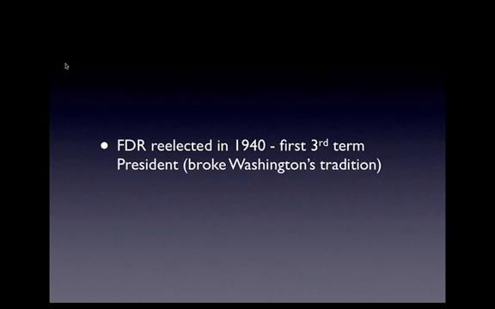And so he ran again, and his Republican opponent, Wendell Willkie, agreed with Roosevelt's policy of aiding Great Britain and supported a lot of the same things that Roosevelt did. He just happened to be a Republican. And since the two candidates were so similar, people fell back and kind of voted for the one they knew the best. And that was Roosevelt. So he won in 1940, and kind of continued on with his plan.